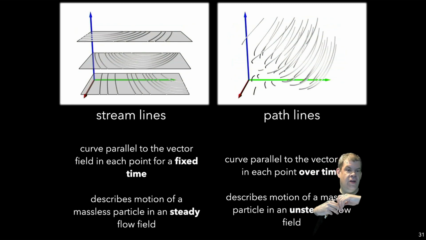Path lines are really what you see in a long exposure shot. Streamlines are an artificial thing that doesn't exist in reality, at least not for unsteady fields. Still, the computation is very, very similar, as we will see later on when we implement that. Now, what are streak lines?